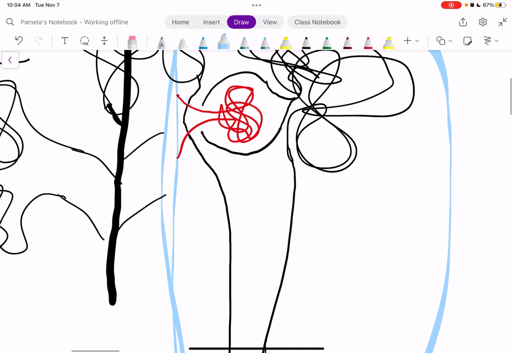And very importantly, the end of the loop is going to pass right next to the afferent and efferent arterioles. This anatomy is important for you to understand as you go into the next video, where you're going to look at the autoregulation of the glomerular filtration rate.